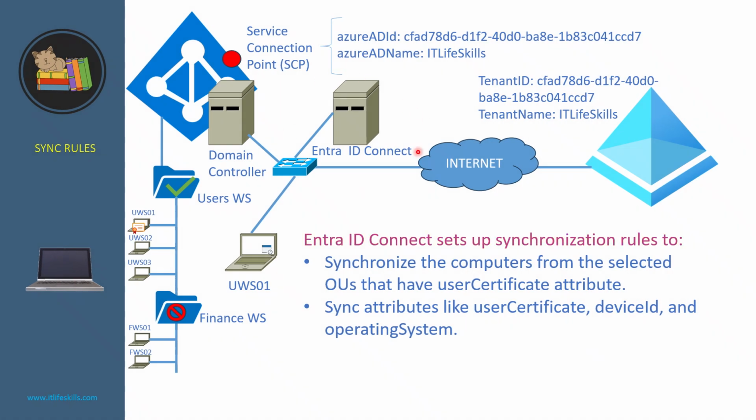The Entra ID Connect sets up synchronization rules to synchronize the computers from selected OUs that have userCertificate attributes. It sends attributes like userCertificate, device ID, and operating system. In this case, only these computer objects have the userCertificate attributes and are in the selected OUs, so they will be synchronized to Entra ID.